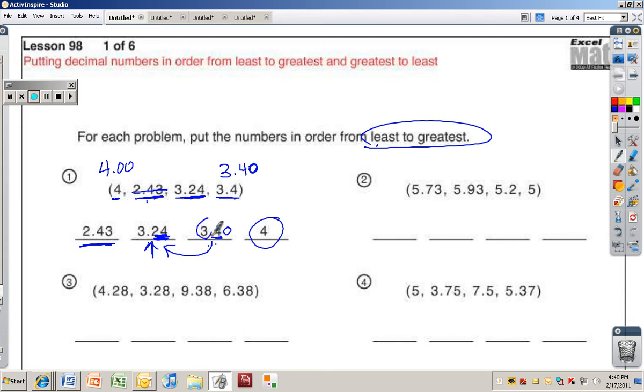You can see that this has 3, 3, and 2 in the ones place, so 4 in the ones place makes it bigger than the other three numbers. Number 2, I'd like you to go ahead and pause the video, try that one on your own, turn it back on when you're ready for the solution.